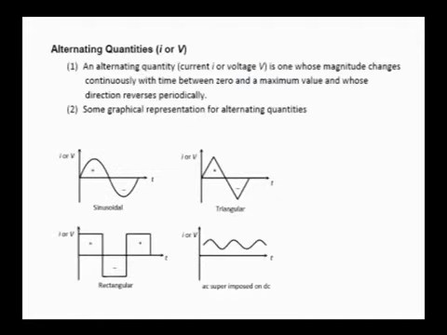Just look at the graphs plotted here. The first one is a sinusoidal wave, the next one is triangular, the next one is rectangular, and the fourth one is AC superimposed. But we just concentrate on this. This is the simplest type of oscillatory motion. It is even called simple harmonic motion. It's a sinusoidal wave. Here current and voltage vary sinusoidally with respect to time.